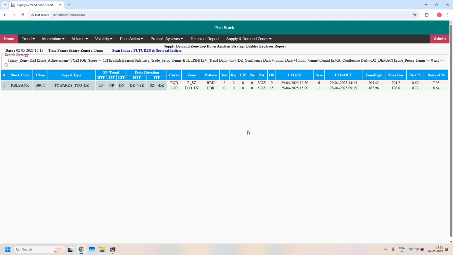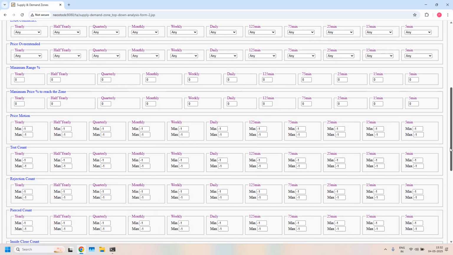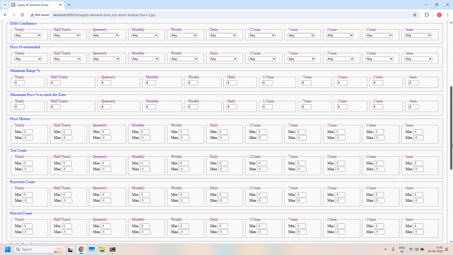Okay, this is about the daily income trade bullish trade setup. Next, daily income trade bearish trade setup. Entry time frame is 15 minutes. Entry zone, supply zone. Bullish or bearish trade setup at 15 minutes, I am selecting bearish. Zone achievement VOZ. Minimum odd enhancer score 12. And the 15 minute supply zone should not be pierced, so in the pierced count at 15 minutes time frame, minimum value 0, maximum value 0.